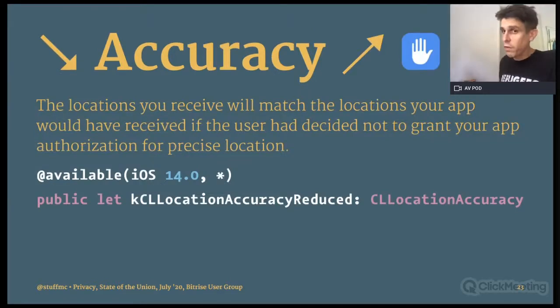All right, so less accuracy, as I was telling you, is more privacy, and it's also less battery drain. So the location you receive will match the locations your app would have received if the user had decided not to grant your app authorization for precise location. This is when you use this new thing in iOS 14 called location accuracy reduced. It's you, as an app, saying from the beginning, I don't need my location to be very precise. I'll give you an example: weather apps. It's not important for a weather app to know my street. It's enough if it knows my city, right?